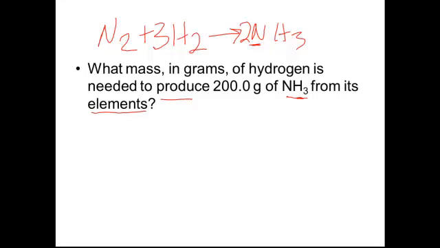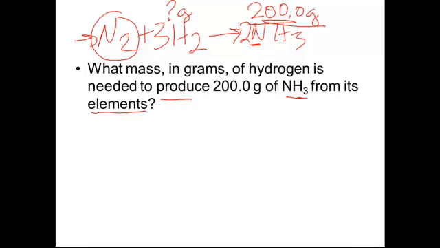Okay, what mass in grams of hydrogen is needed? So they want to know how many grams of H2 is needed to produce 200 grams of NH3. One of the things that we have to assume here is that we have extra nitrogen. Now that we've talked a little bit about limiting reactants, we're going to assume that we have plenty of nitrogen and we're only worried about hydrogen at this point. So we're going to start with the information that they give us.